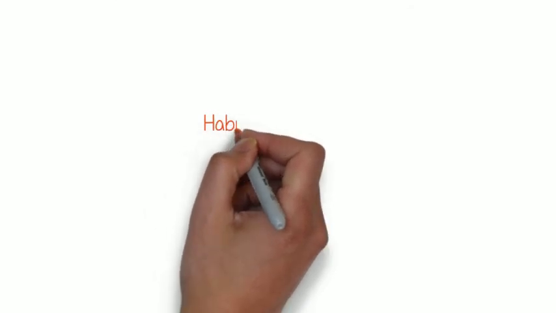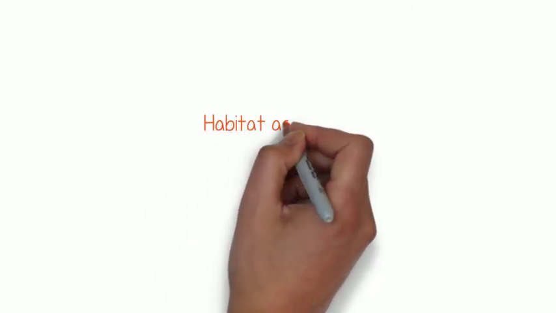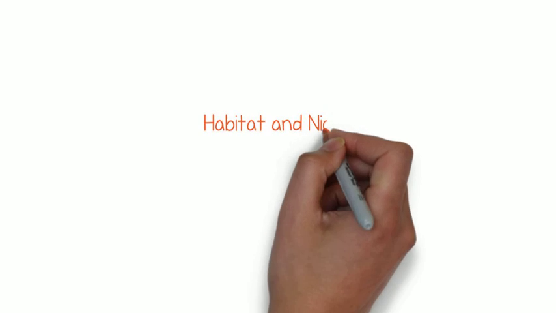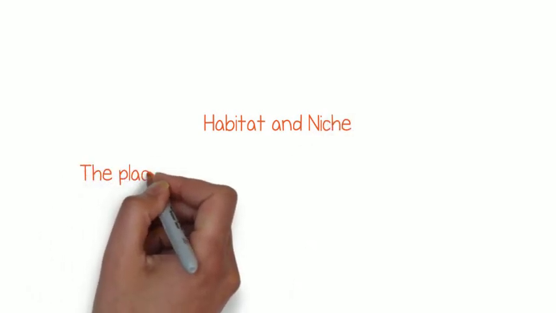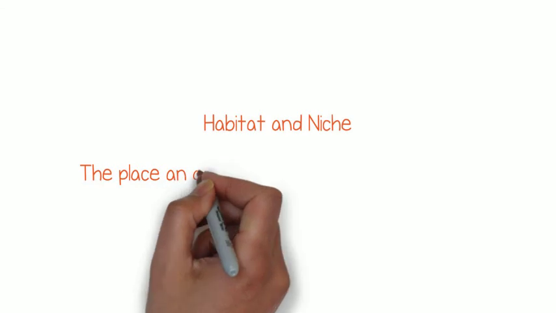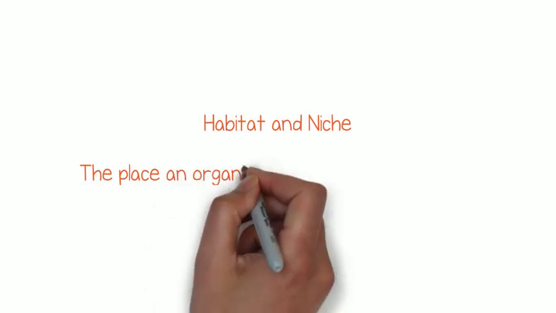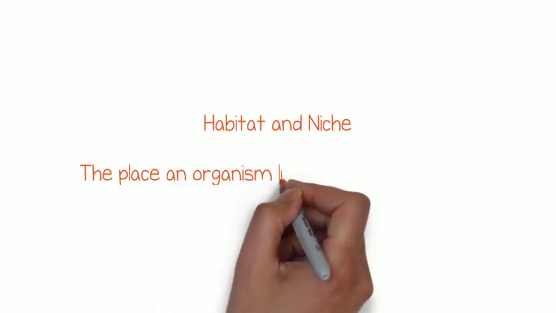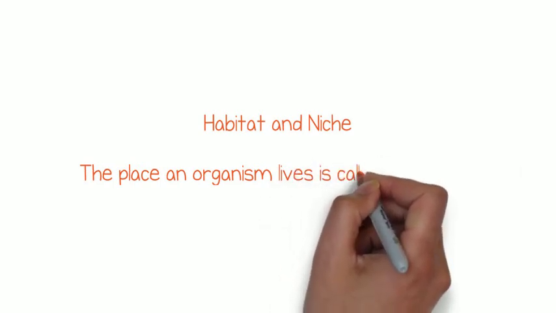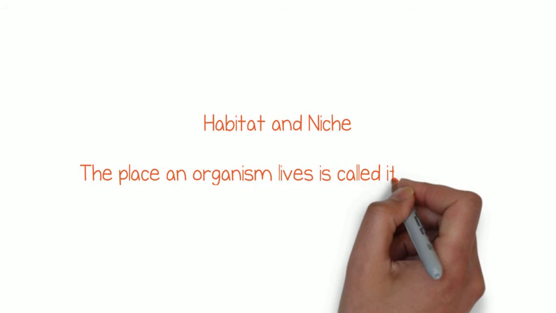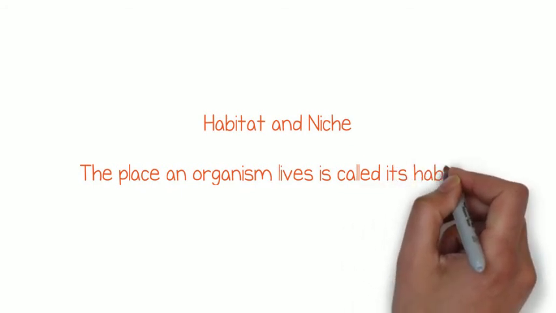Habitat and niche. While taking a walk in the forest, you might notice a rotting log. If you look closely at the log, you might see termites eating the wood and ants eating the termites. Spiders might be hiding under the bark. Each organism in the ecosystem needs a place to live. The place an organism lives is called its habitat. The rotting log is the habitat for termites and spiders.